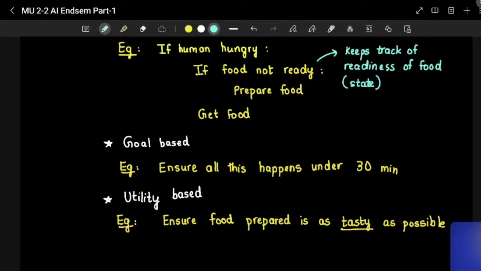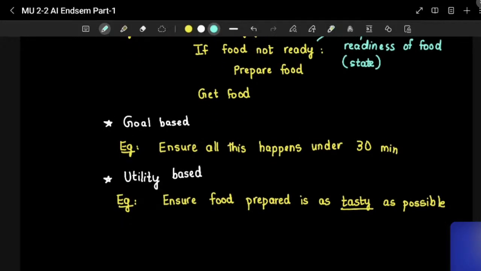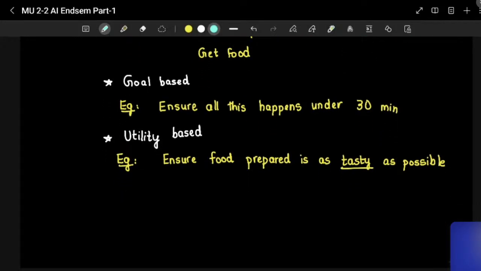A third kind of agent is one where you give it a sort of goal. What sort of goal? In this example, you can ask the agent to finish everything within 30 minutes. That's a goal. It has to abide by that goal, because if it doesn't, then it fails, and that's bad for the agent.